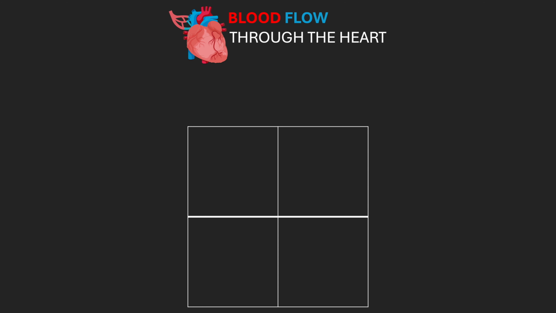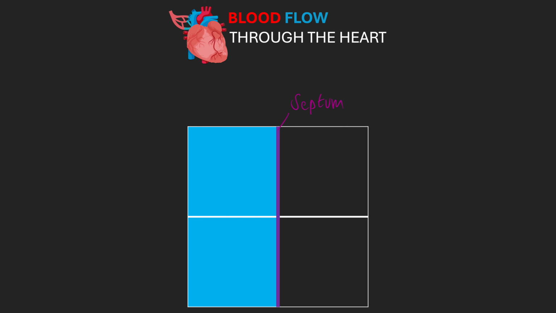So today's topic is blood flow through the heart. Now I like to think of the heart as having two separate sides, both with very different functions. The heart is separated into the right side and the left side by a membrane or a line in the middle, and this is known as a septum.